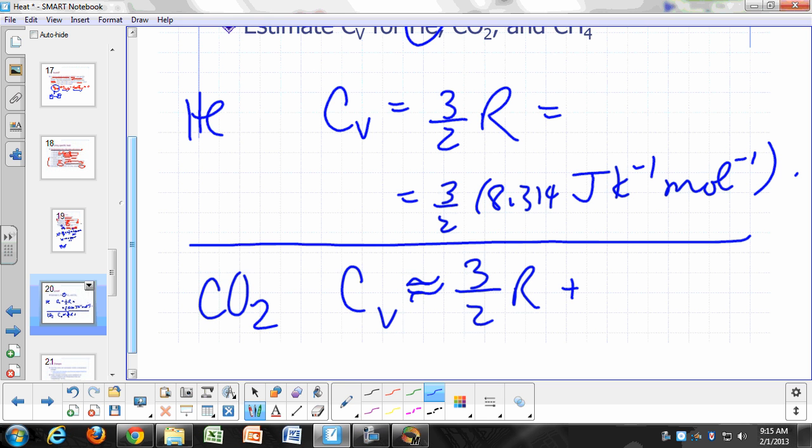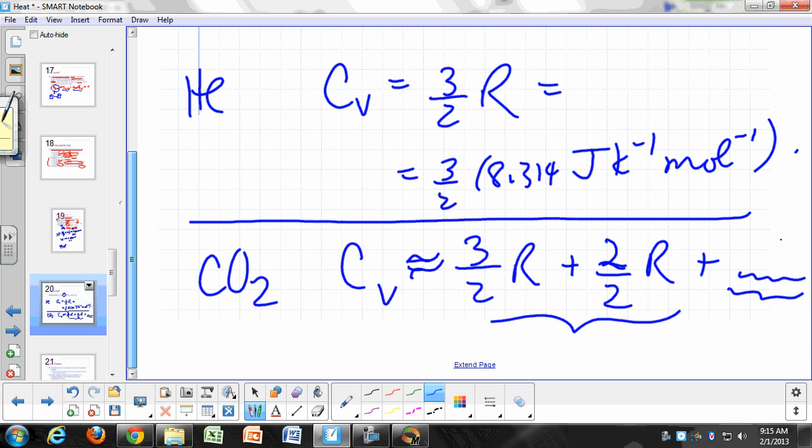What's the contribution from rotation? 1/2 R for each rotational mode. So 2/2 R. And then there's a contribution from vibrational motion, but even at low temperatures, those tend to be relatively small. This is just an estimate. Okay, you're not going to get an exact number here, but there's a contribution from vibration there.